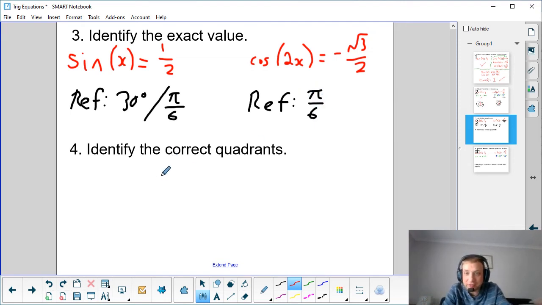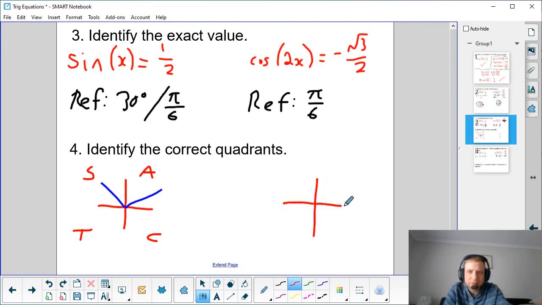Then in terms of finding the correct quadrants, that's where we worry about positives and negatives. Right, so we've practiced this mnemonic, ASTC, where everything is positive, sine is positive, tangent is positive, and cosine is positive. And we need to highlight where our answers are actually going to be. So this is sin, it's positive, so there's going to be an answer in this quadrant, because everything is positive in this quadrant. There's going to be an answer in this quadrant, because this is where sin is positive.